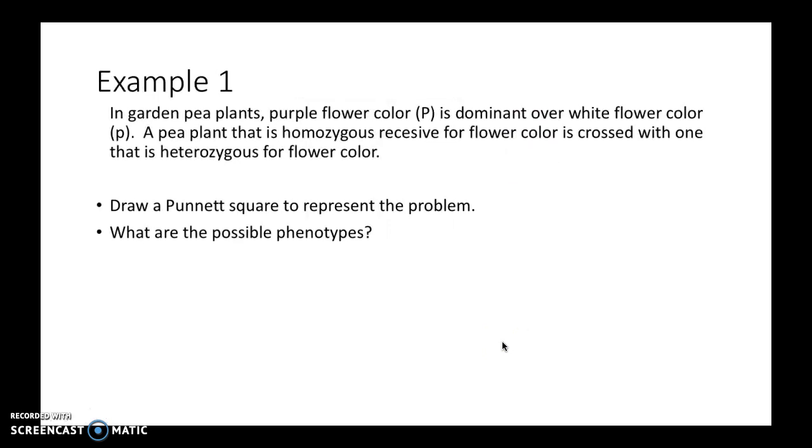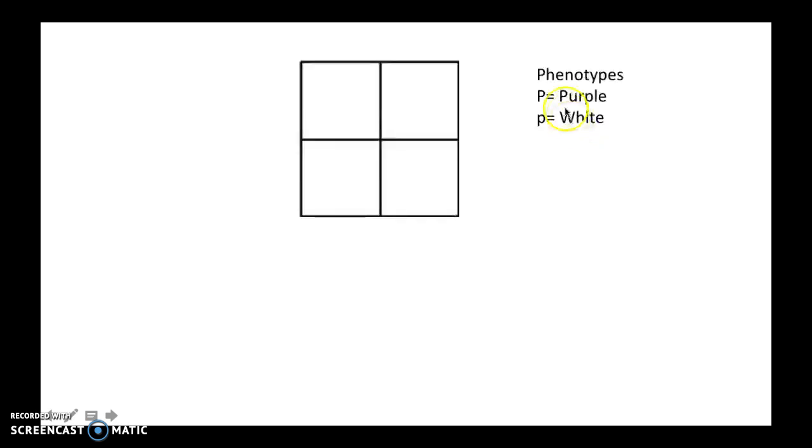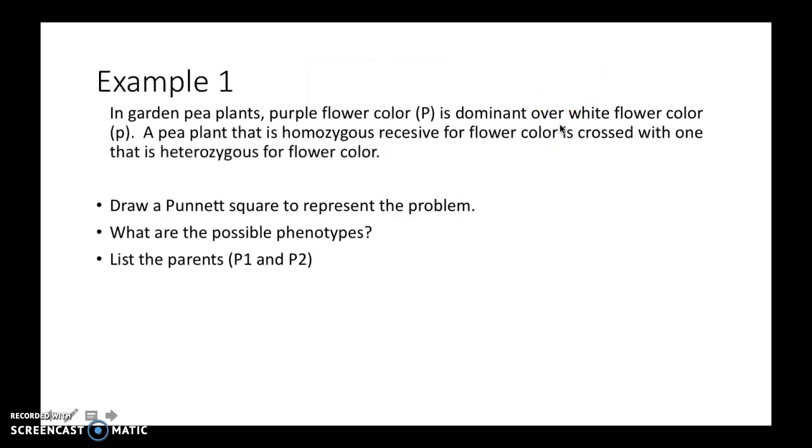Step 2. What are the possible phenotypes? In this problem, we're talking about flower color, and capital P, dominant, is purple, and lowercase p is white. So the recessive trait is white, the dominant trait is purple. List those at the top to the right of your Punnett square. Phenotypes: big P purple, little p white. Double check, make sure you don't make any mistakes. This has to be correct.